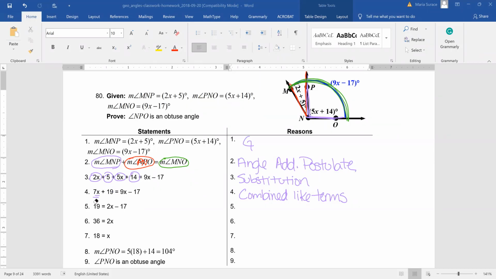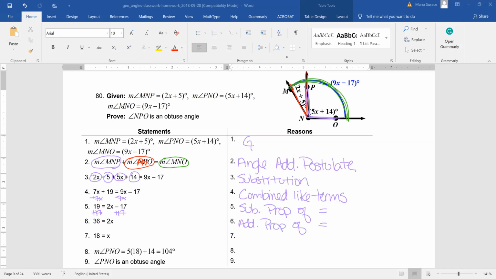So we need to undo steps. So what do we need to do first? We need to move the 7x over and combine it with the 9x on the opposite side. In order to do this, because they are on opposite sides, we need to subtract 7x from both sides. This uses the subtraction property of equations. And then from there, we need to combine the 17 and the 19 by adding 17 to both sides, using the addition property of equations.